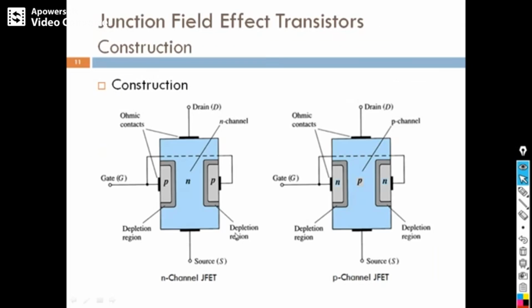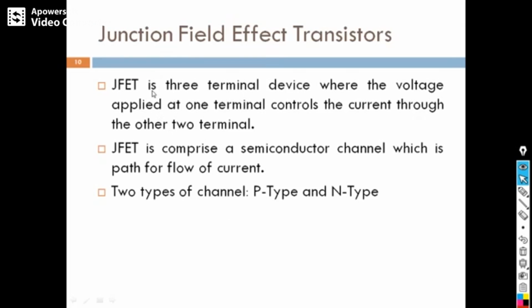So now first, what is JFET? JFET is called the junction field effect transistor. It is a three-terminal device where output current is controlled by voltage across the input. JFETs have two types. One is called P type, the other one is called N type.